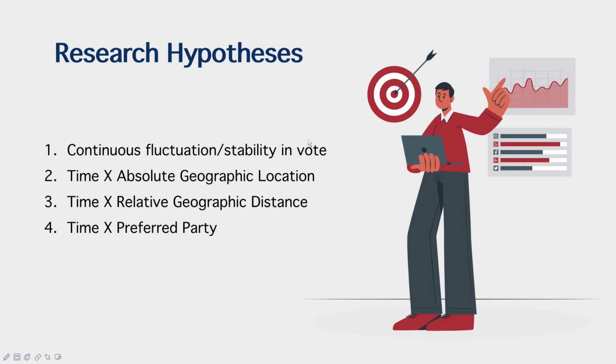Based on the existing limitations and our goal, we have developed several research hypotheses that are considered practically valuable. Firstly, there might be a continuous fluctuation or stability in vote share in the region, and we suppose that there could be an interactive effect with time: between time and absolute geographic location, between time and relative geographic distance, and between time and preferred party.